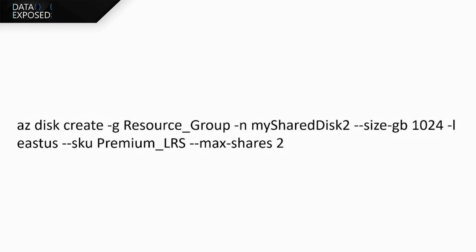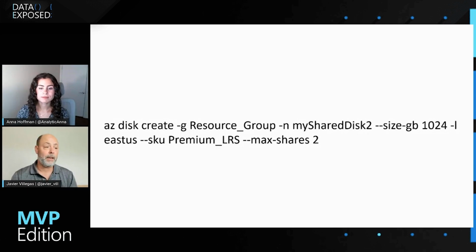You're going to create, in this case, a disk which is named my shared disk 2 with a certain size. And in this case, I specify that I'm using the premium SKU. And the important thing is the max shares, right? So with that, you have your disk ready to add to multiple nodes, and have the shared storage failover cluster.